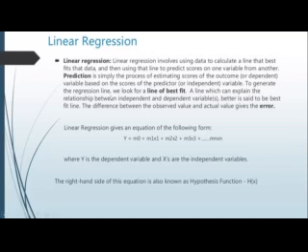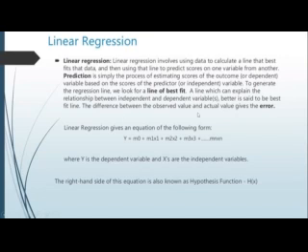Moreover, to generate the regression line, we look for a line of best fit. Whenever you are asked about machine learning in an interview, you can expect this kind of question: the line which can explain the relationship between independent and dependent variable is said to be the best fit line.